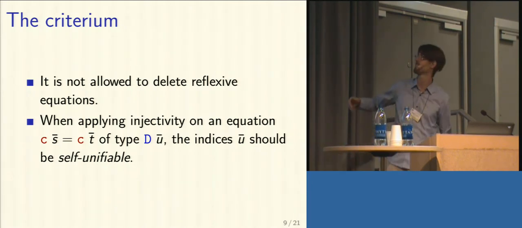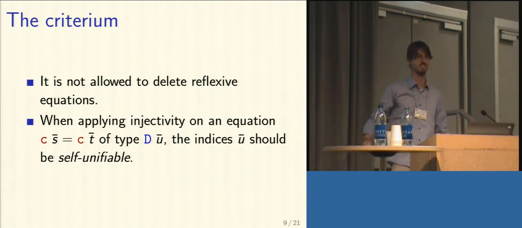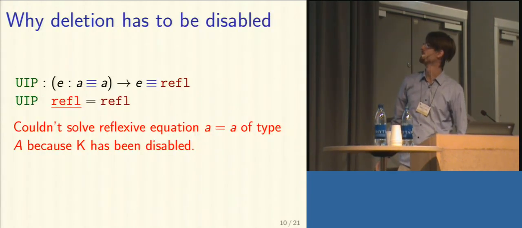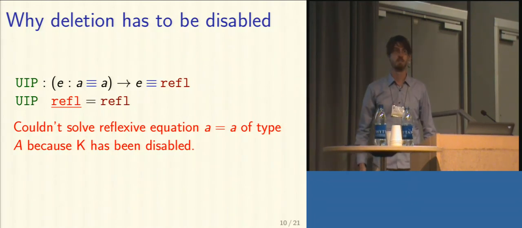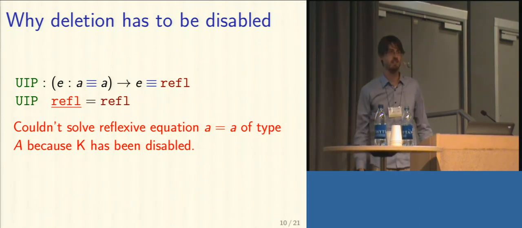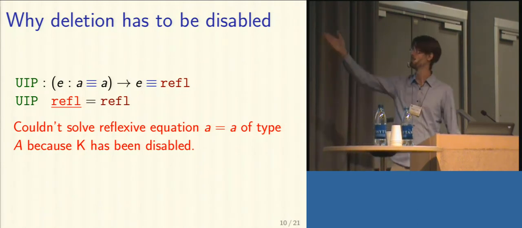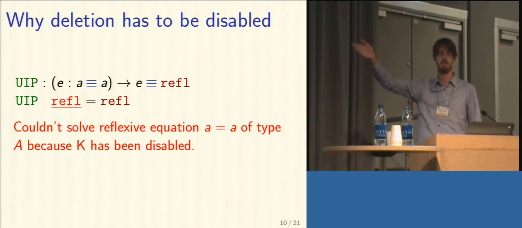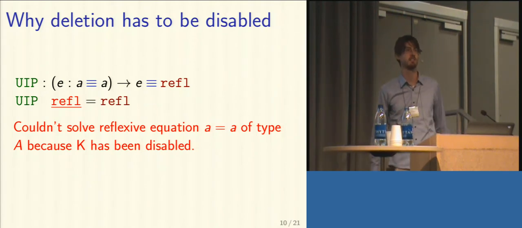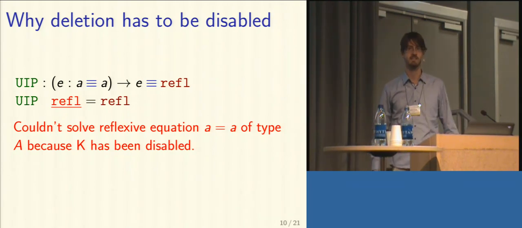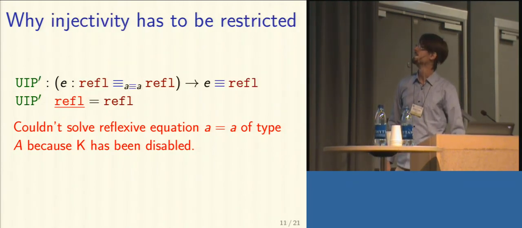Isn't anything unifiable with itself? But exactly because of the first restriction, this is not true anymore. Let me show a very simple example. Suppose you want to prove that any proof of A equals A is reflexivity, and we want to do this by pattern matching on this proof. We cannot do this, because pattern matching on this proof requires exactly the deletion rule. So this already rules out this example.